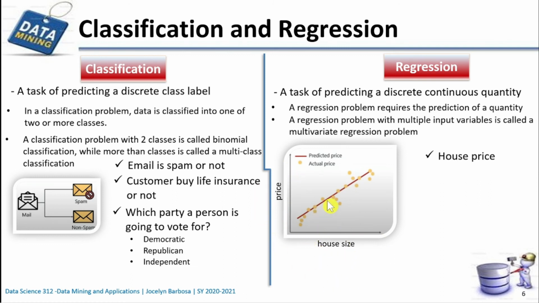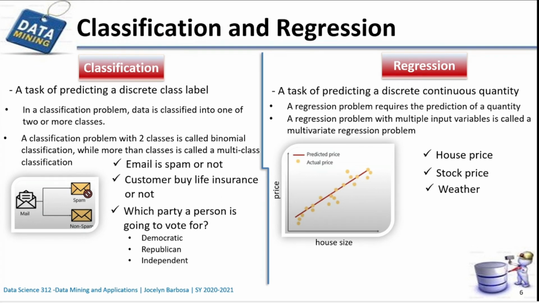If you can see here, there is a regression line that is telling us that there is a correlation between the house size and the predicted price. As the house size increases, there is a high likelihood that the price also increases. Another example is the stock price. During a period of time, the price of a stock might increase. And another regression problem is weather prediction, as we have mentioned earlier.